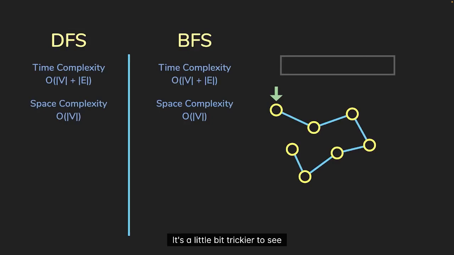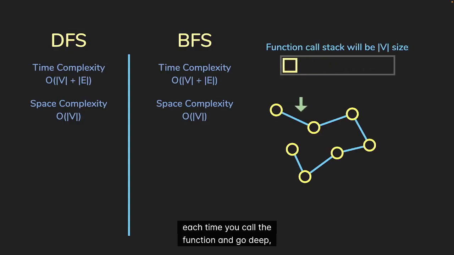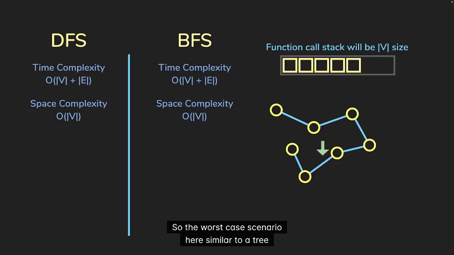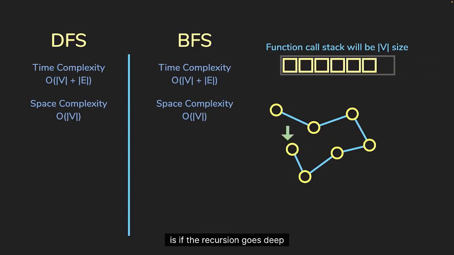It's a little bit trickier to see because you didn't explicitly allocate any memory, but remember that if you do recursion, each time you call the function and go deep, the space is implicitly allocated on the function call stack. So the worst case scenario here, similar to a tree, is if the recursion goes deep all the way to the last node without ever retracing. So you'll have all the nodes in your call stack, which is O of V.